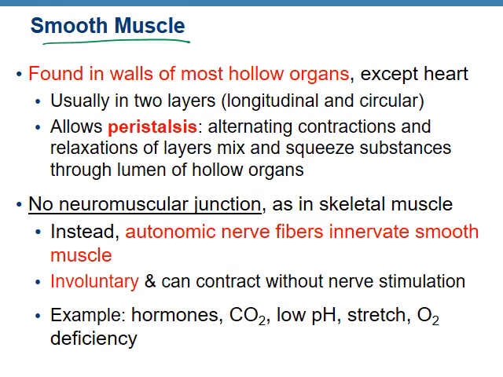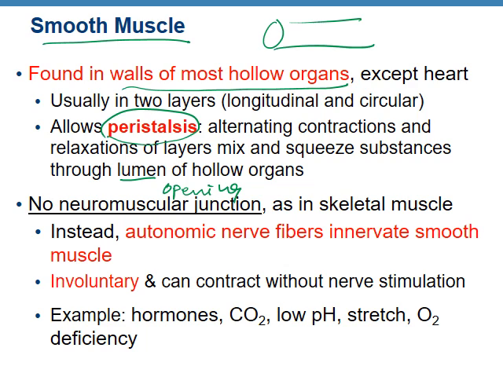Now, smooth muscle is found in the walls of most hollow organs. It allows for something called peristalsis. This is alternating contractions in order to move something through a lumen, which is an opening. So think about a blood vessel. The space inside, that's the lumen. And if I wanted to move fluid from one area to the next area, you can't just do contraction.